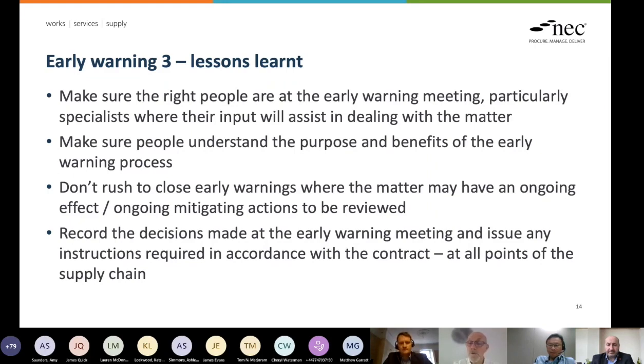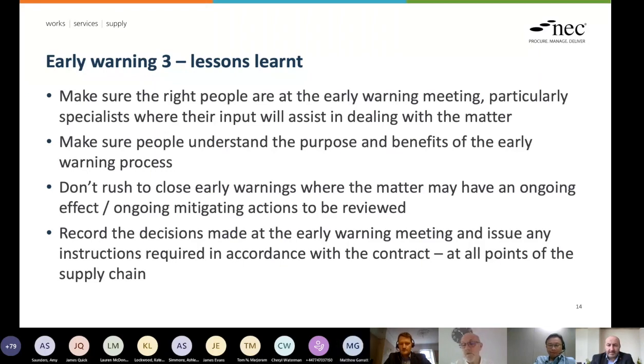No. And I think it's worthy to note, Matt, that whoever instructs the early warning meeting, the subcontractor or the contractor, the other party can invite others subject to agreement. So if, as with this, it's clear that the subcontractor could have an input, have the discussion and invite the others. So it's not restricted to who's actually in attendance, subject to agreement, of course.